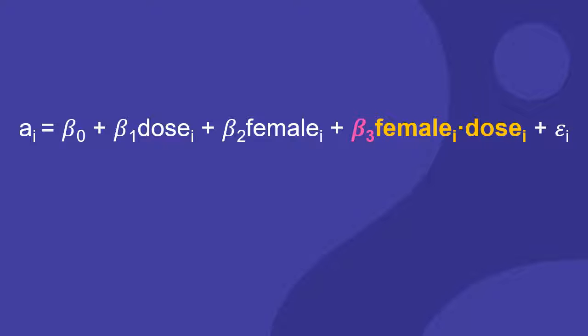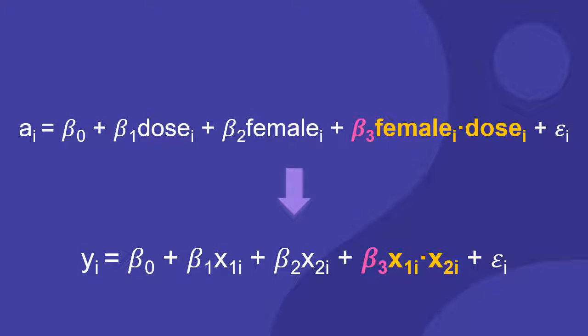Here we have interacted two variables, gender and dose, by multiplying them. This is the interaction term. We interpret beta 3 as the added effect on y that occurs when both gender and dose are present. This is the same model rewritten in terms of x and y.